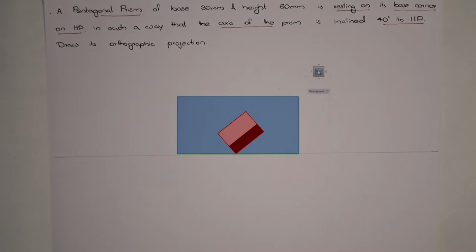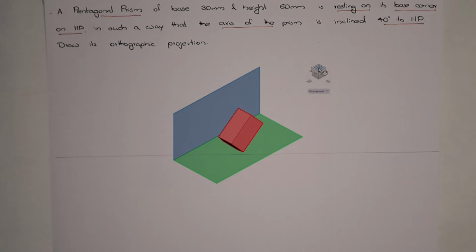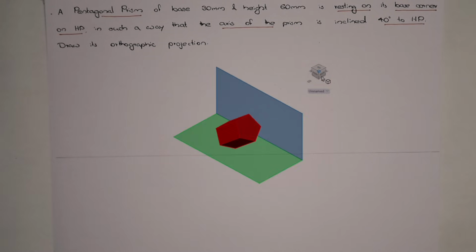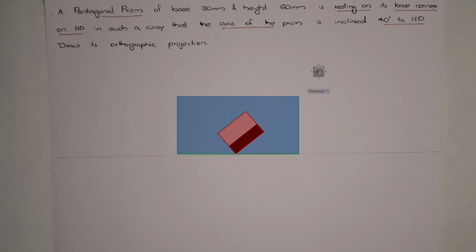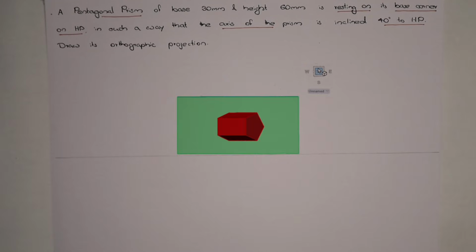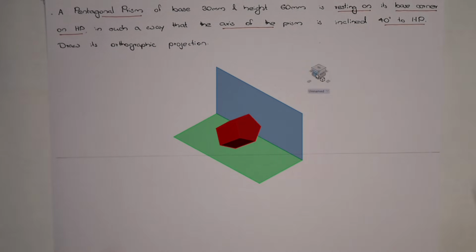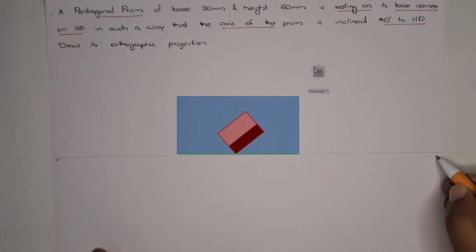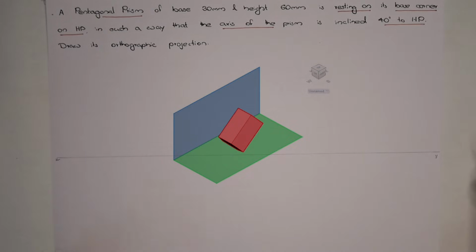Hi everyone. Today we are going to discuss a pentagonal prism of base 30 mm and height 60 mm, which is resting on its base corner on HP in such a way that the axis of the prism is inclined 40 degree to HP. So at first we draw the XY line and we can mark it as X, Y.